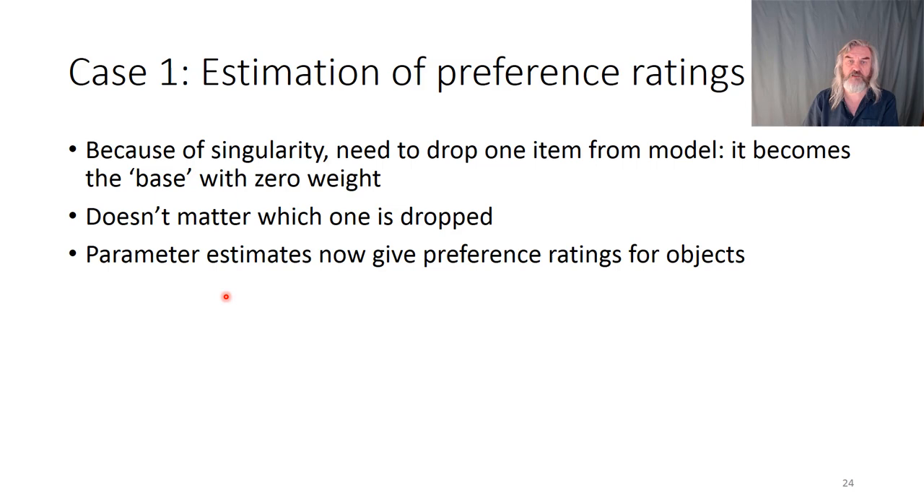Okay, because of singularity, as I said, we need to drop one item from the model. It becomes the base. In that example we saw, they're dropping object 1. It doesn't matter which one is dropped, because we're just interested in relativity between objects. So if we base it on object 1 or object 9, the relativities will stay the same. It just depends on which one we've chosen to have a utility of 0. That's arbitrary. And those parameter estimates are now going to give the preference ratings for the objects. We can estimate those betas. They're going to be common across the best and the worst, and they're going to tell us how somebody rates the objects that we're interested in.